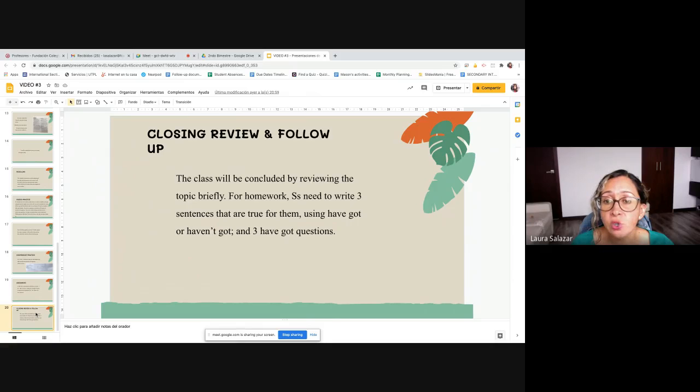For homework, students need to write 3 sentences that are true for them using have got or haven't got, and 3 have got questions. It is very important that students do some homework of the topic they just learned. That way, they are going to learn better and review a little bit more of the topic that they just learned. That's why it's very important to do homework.